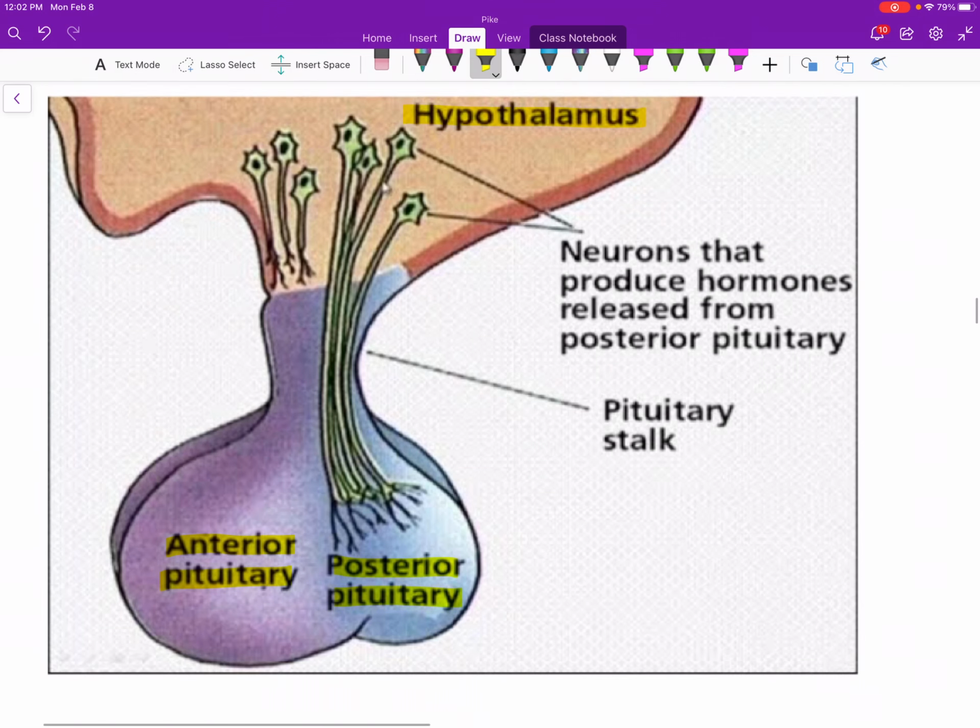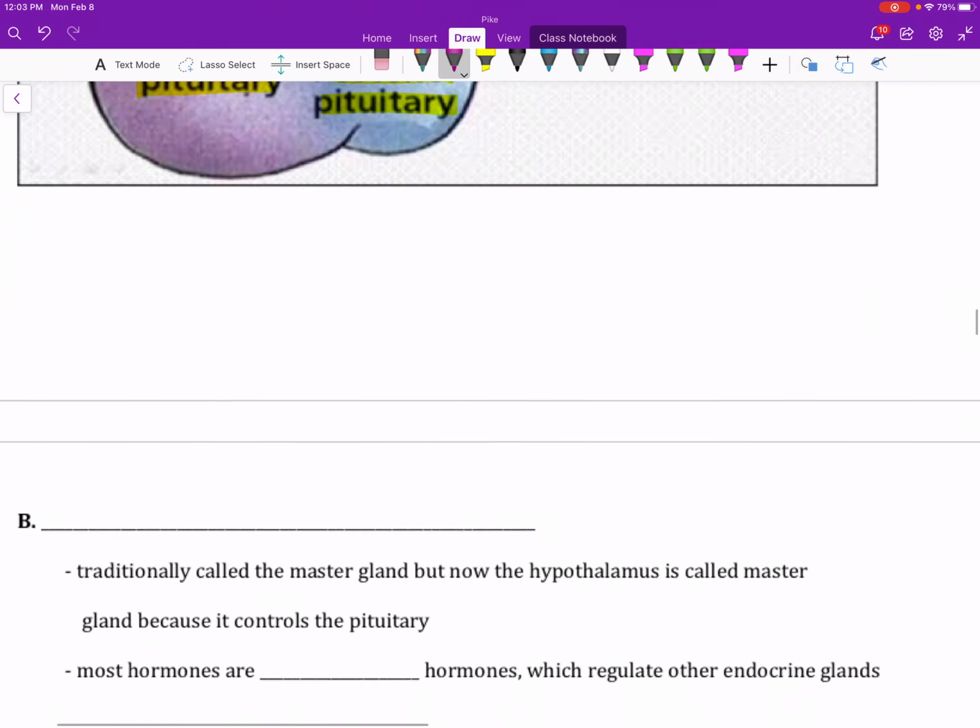And you see that this is a pituitary stalk, and that's actually called the infundibulum. And you see a neuron tract, or a bunch of axons. So that is how these are all connected. The hypothalamus and the pituitary are both nervous tissue. So those hormones that the hypothalamus produces travel down that axon branch. Okay. So now let's jump right in.